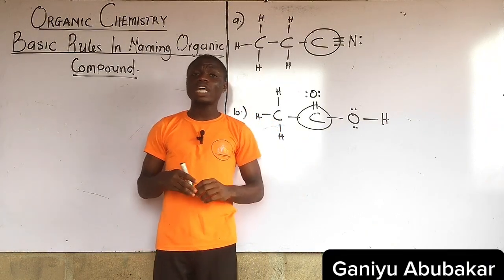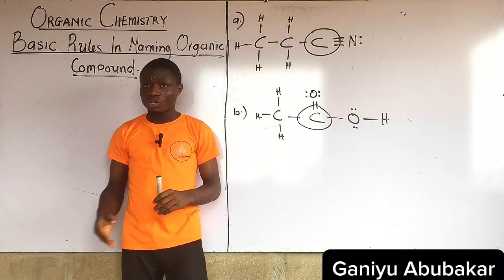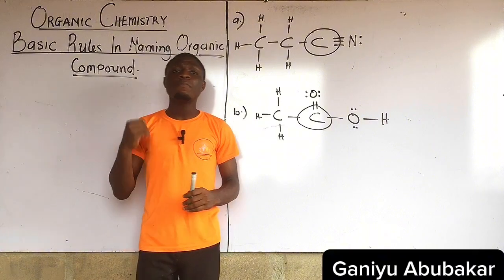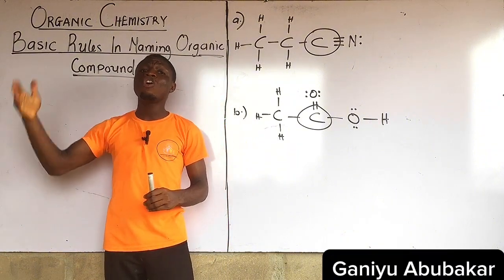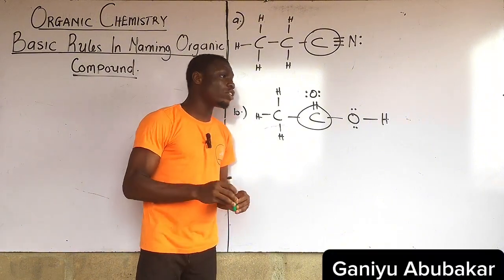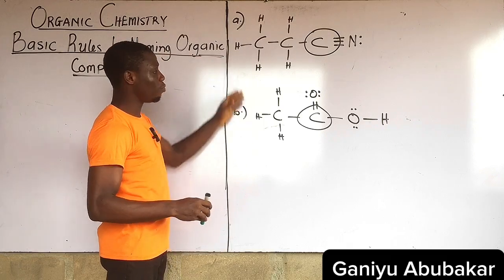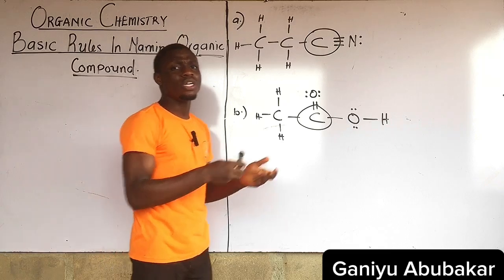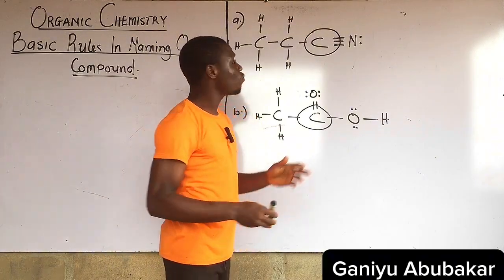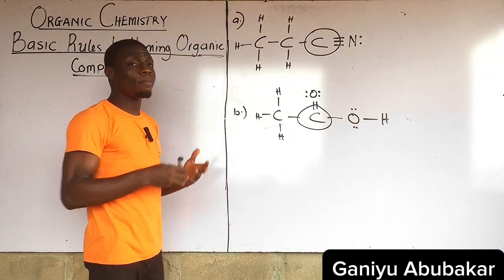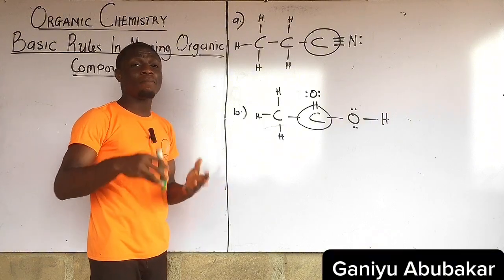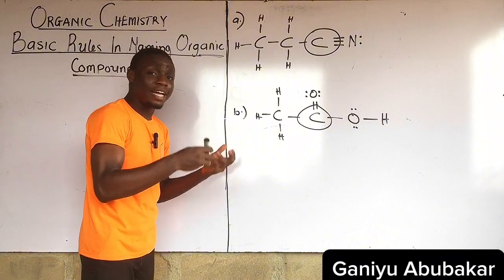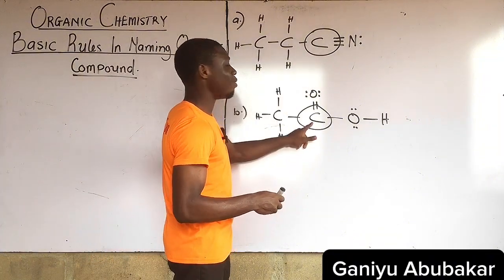For this class, we're considering how to name organic compounds. So we're looking at some basic rules in naming organic compounds. Before we dive into the basic rules, let's discuss these two examples here. Last class we discussed something very important called sigma and pi bonds. For this question, we are told to find the total number of sigma bonds and total number of pi bonds, and also tell the hybridization pattern of the highlighted carbon.